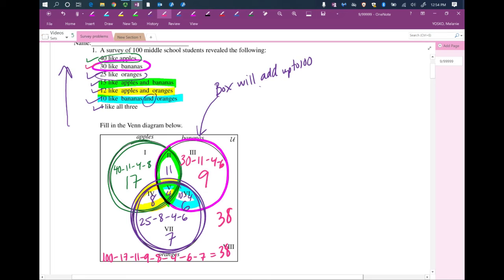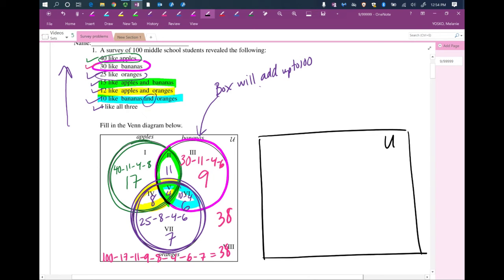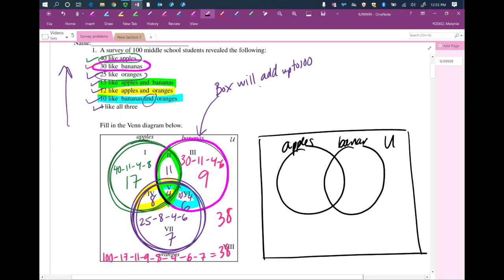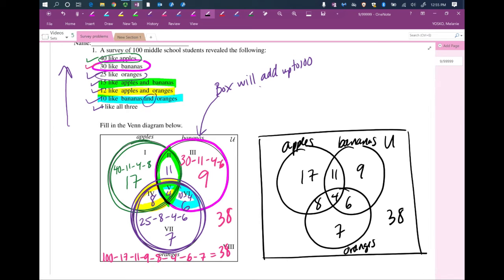So I'm going to draw the box again so it's not so busy, just so we can fill in without all the scratch work. So remember, the universal set, the whole thing will add up to 100. This represents the 100 middle school students who were surveyed. Then we have an apples set, bananas, and oranges. This is 38. This is 17, 11, 9, 8, 4, 6, and 7. So let me check the picture. 17, 11, 9, 8, 4, 6, and 7. So let's answer the questions.